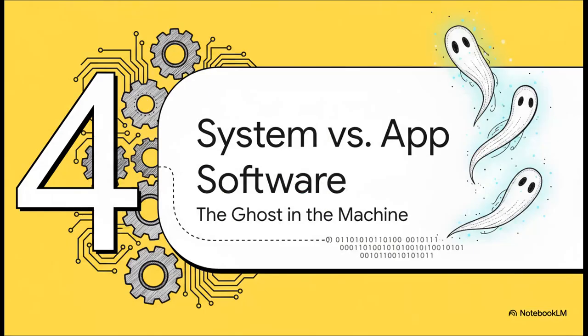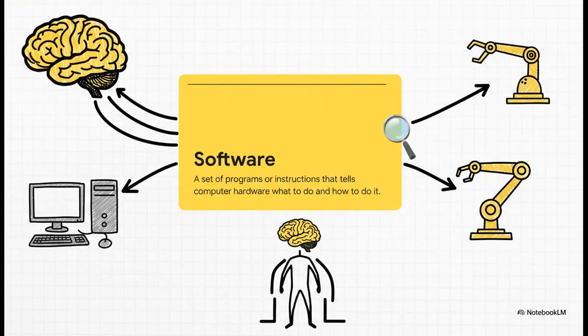So we've talked about the hardware, right? The physical machines. But what's the thing that actually tells them what to do? That's where software comes in. And there's a really important difference between the two types of ghosts in the machine that make it all work. To put it simply, software is just the collection of instructions that directs all the computer's hardware. It's the brain telling the body how to move. I mean, without software, even the world's most powerful computer is really just an expensive paperweight.